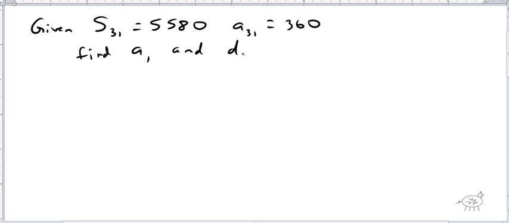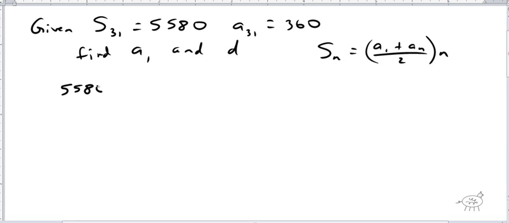Okay, so let me just write the formula on the side here because I think that's important. S sub n equals a sub 1 plus a sub n over 2 times n. Okay, so let's write this out. We got S sub 31 is 5580, which is equal to a sub 1, we don't know that, plus a sub n, we know that, that's 360, over 2, times n.